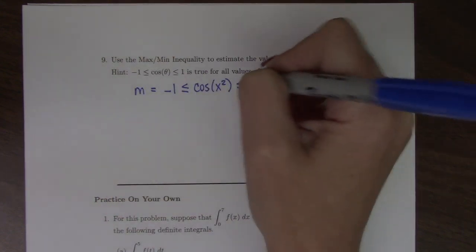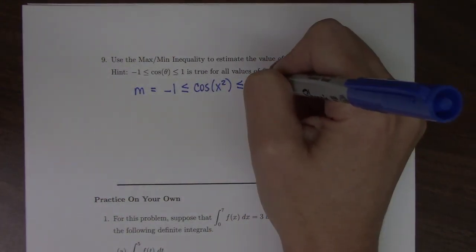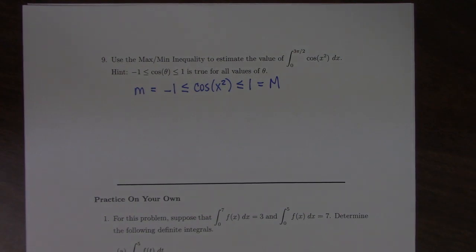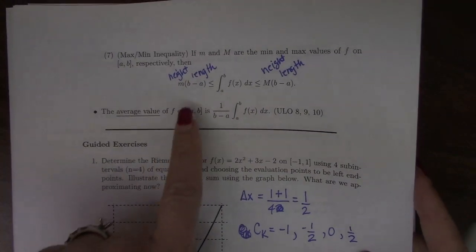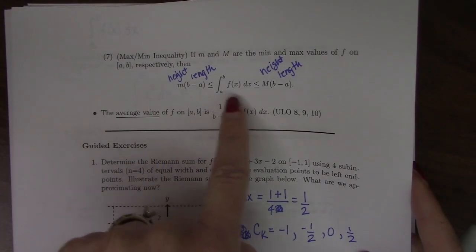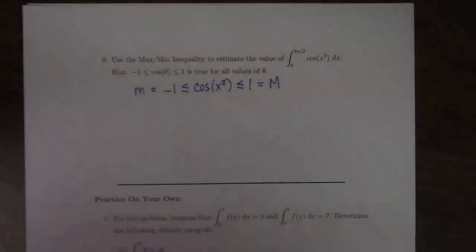So this is going to represent little m, and this is going to represent capital M. So the max-min inequality says, well, if I take these bounds, right, these are the heights, and I multiply them by the width of the interval, right, then the integral itself lives somewhere in between here. So let's fill in our values.